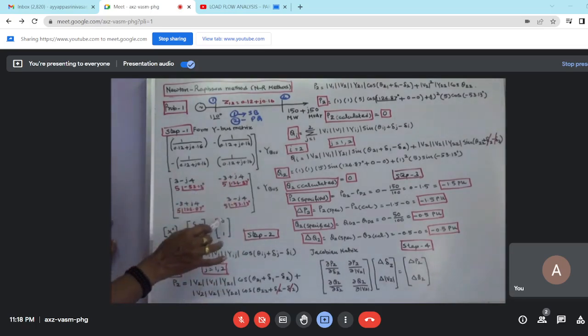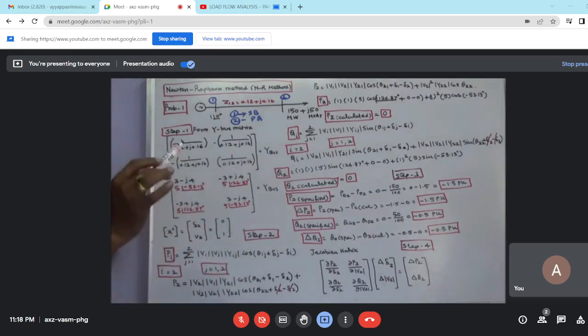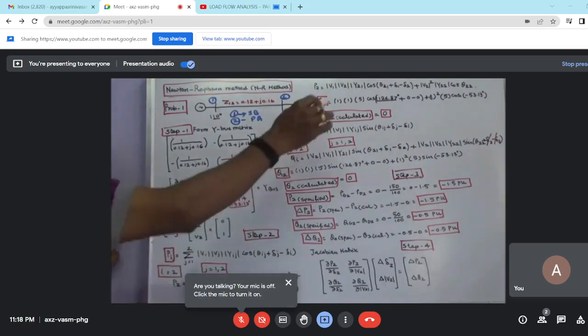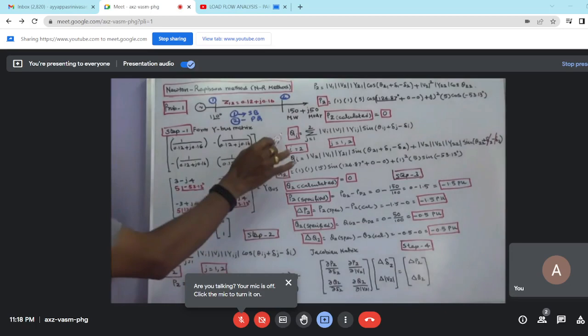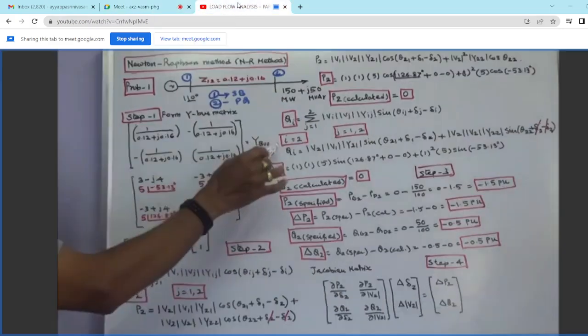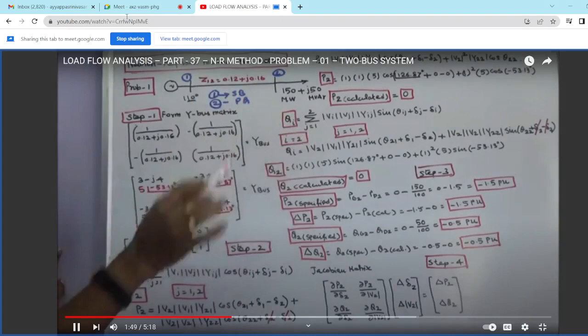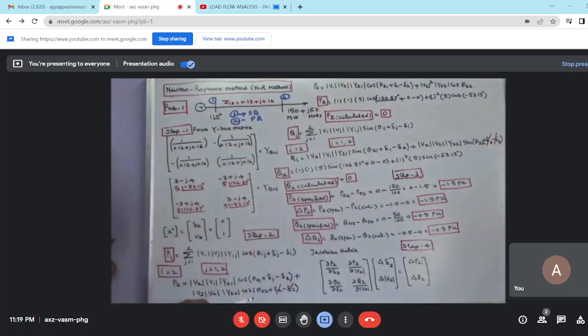Next, I assume delta 2 is equal to 0 and V2 is equal to 1. Second step, I have to calculate P2 and Q2. We know the formula. Here j is a running variable and i is a fixed variable. i is equal to 2, j is equal to 1, 2. Now, I expand the equation, substitute all the values, and the calculated P2 value is 0. Similarly, we know the general formula of Qi, here i is equal to 2, j is equal to 1, 2. Expand the equation, substitute all the values, and the calculated Q2 value is 0.